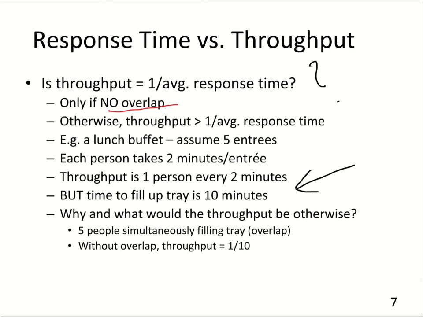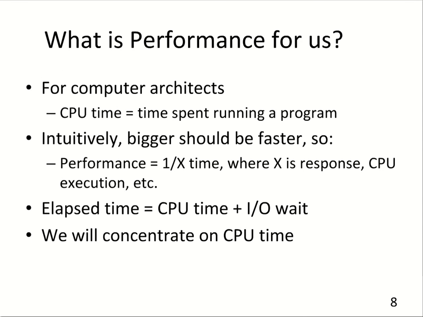If that were not the case, what would the throughput be? Well, if the 5 people at the buffet are not simultaneously filling their trays, creating the overlap that we're talking about here, then without that overlap, the throughput would be 1 person every 10 minutes, because you would have to proceed through all 5 entrees before anyone else could begin with any of those entrees as well. So enough about lunch buffets.